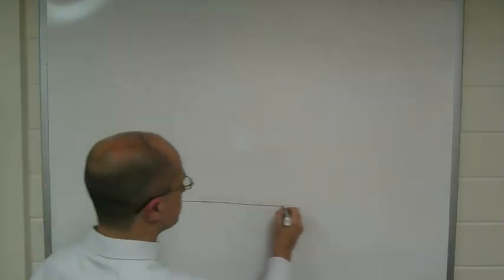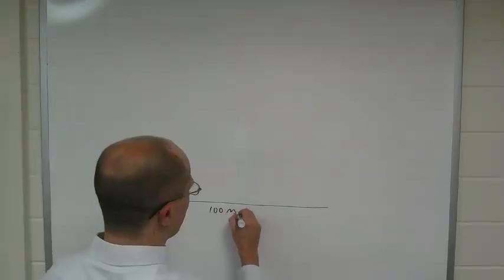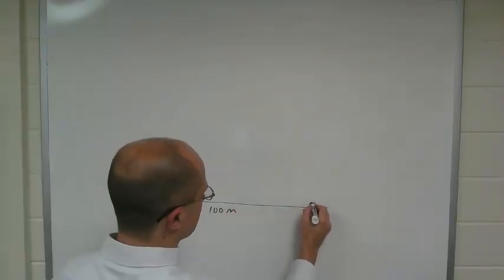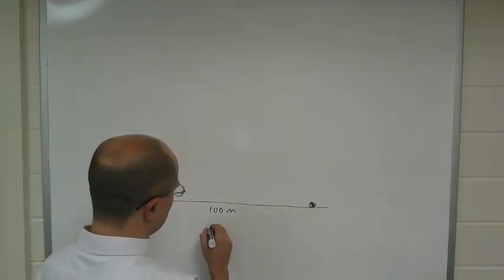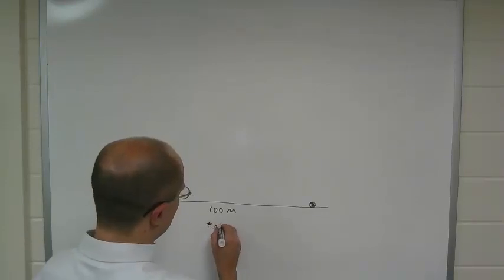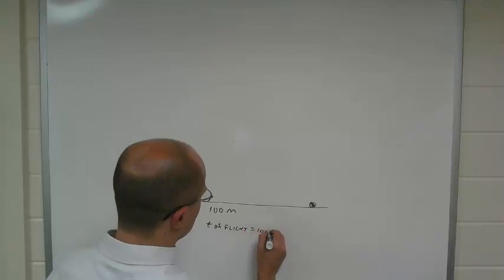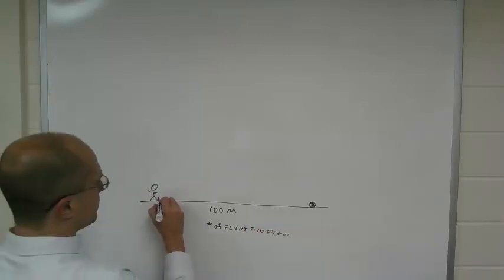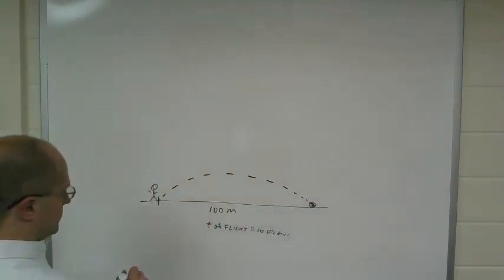Hello. What we want to look at today is another example of projectile motion. In this problem we have some object that lands 100 meters away and it's in the air for 10 seconds. So its time of flight equals 10 seconds. It comes from here and lands on the ground 100 meters away.